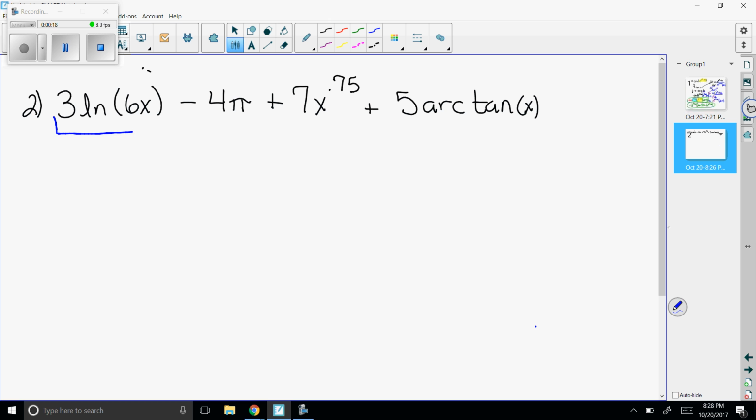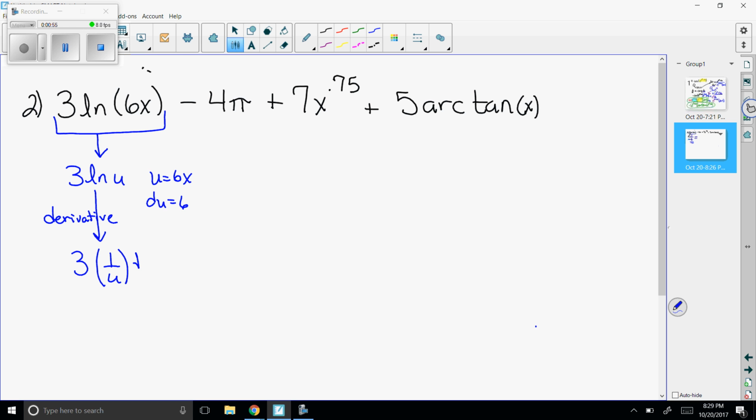Okay, so if I just look at the first term of 3, the natural log of 6x, what you want to think of is 3, the natural log of u, where u is equal to 6x, and du is equal to 6. I'm using a thin pen here so I can scrunch it all in. So if I look at what the derivative is for that, if you remember, the derivative for the natural log of u is 1 over u. So you're going to get 3, 1 over u du.